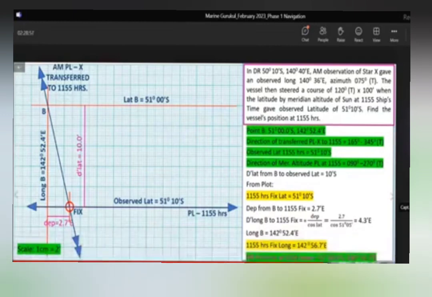So we have completed this plot now. So just have a good look. Let me know any doubts coming in.